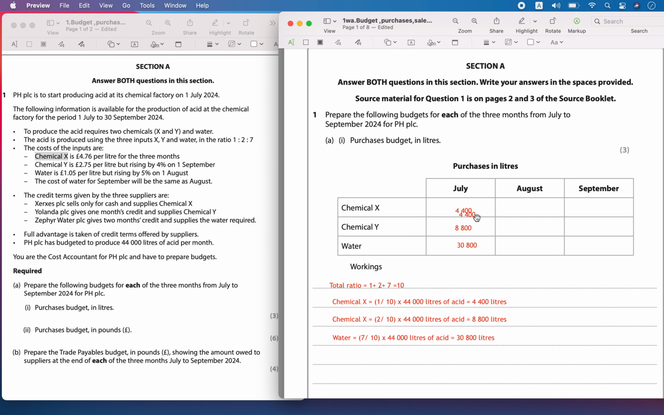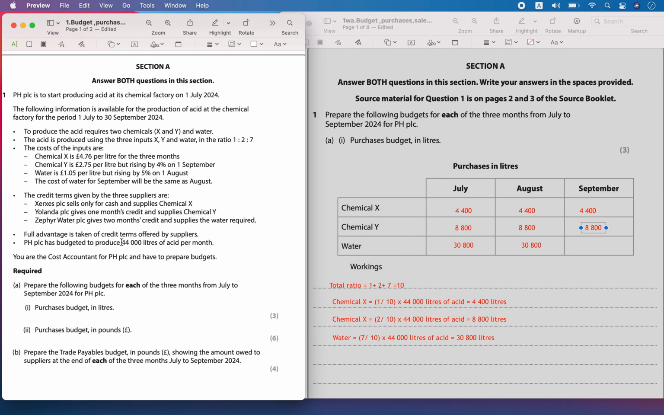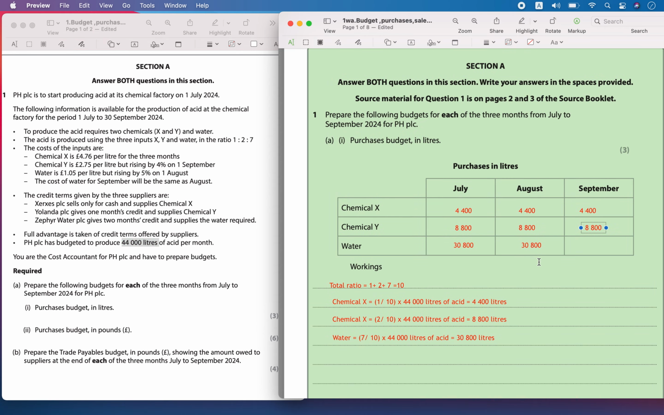This will be the same for the month of August also, because they are planning to produce the same amount of acid each month, for all the 3 months. If they give a different amount of acid liters, then you will have to calculate the proportion for each month. But here they said they have kept it constant for all the 3 months. The total amount should be equal to 44,000 liters.